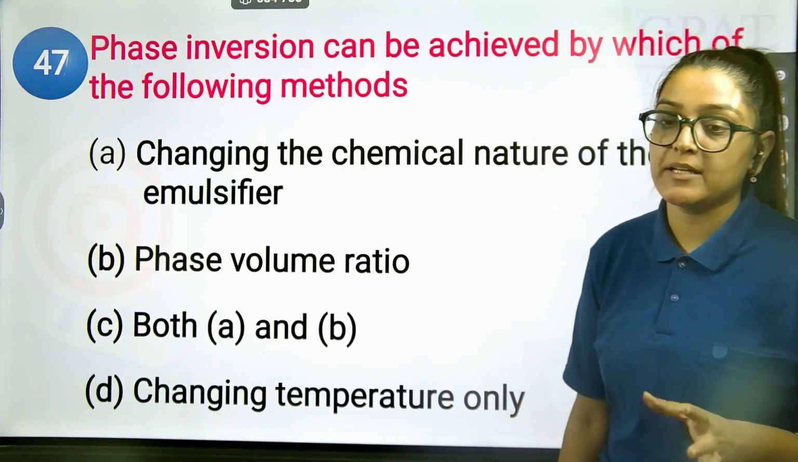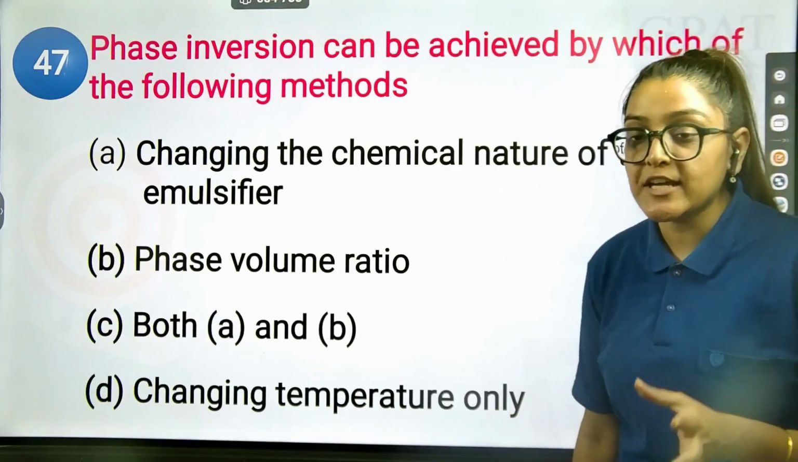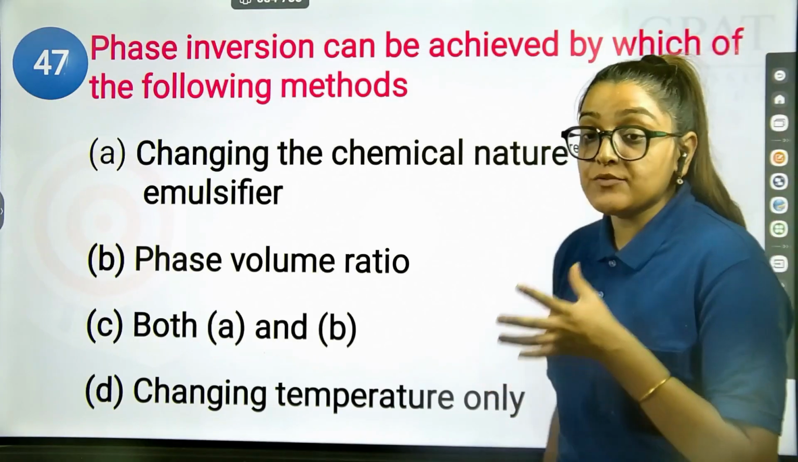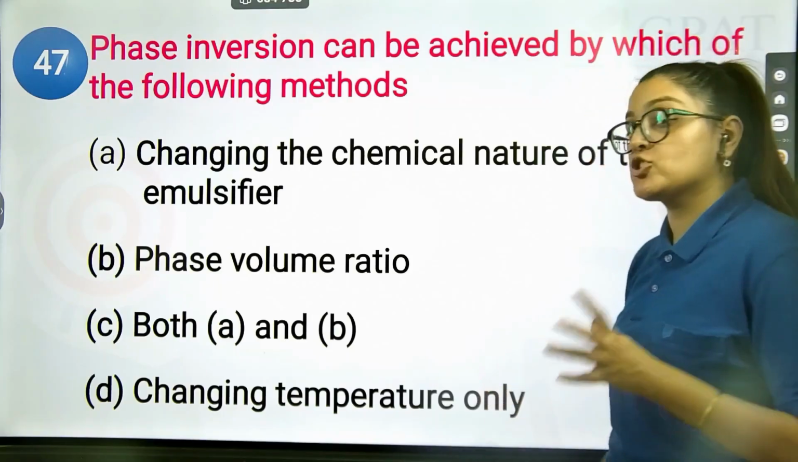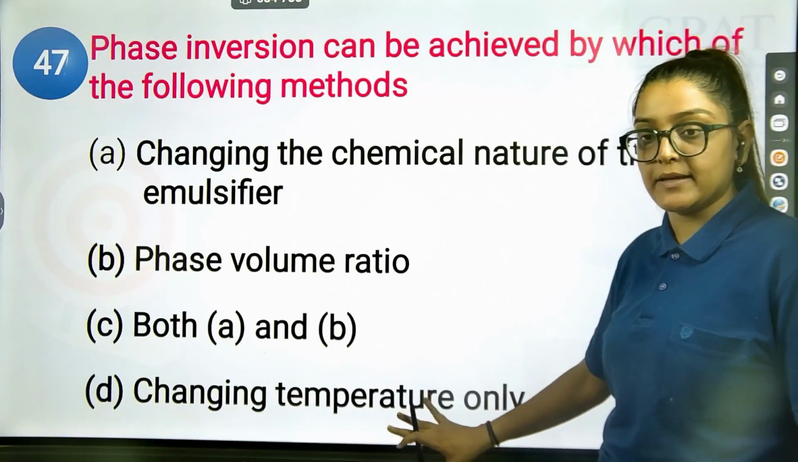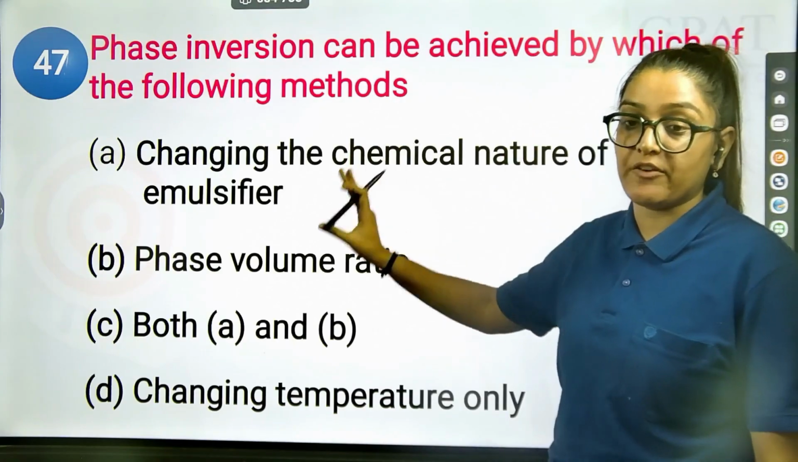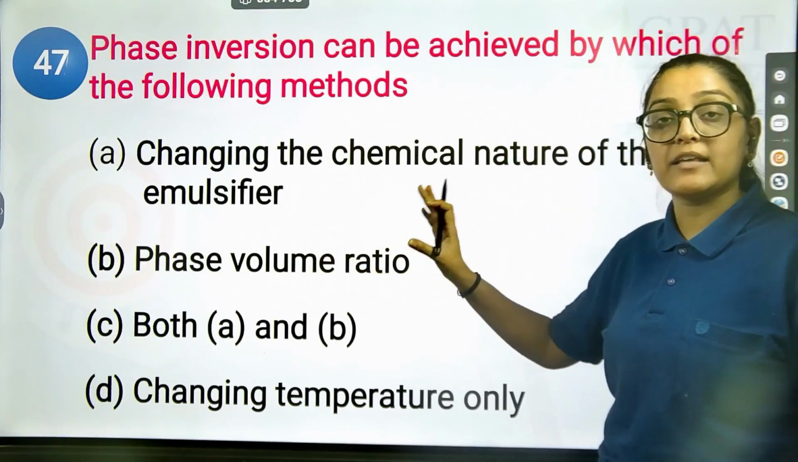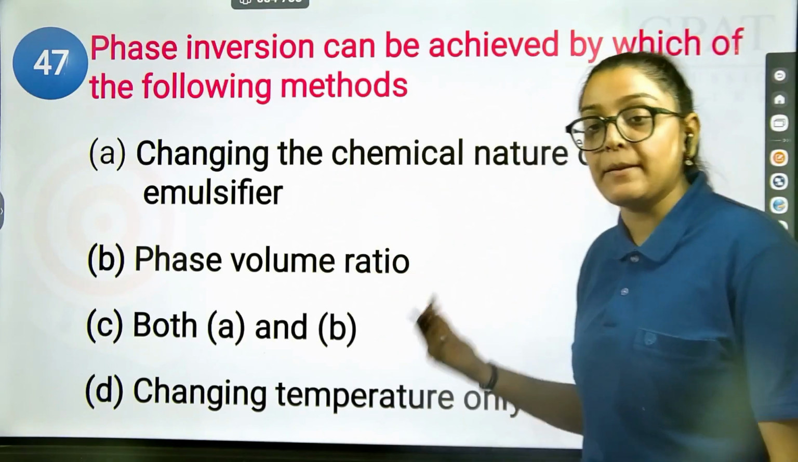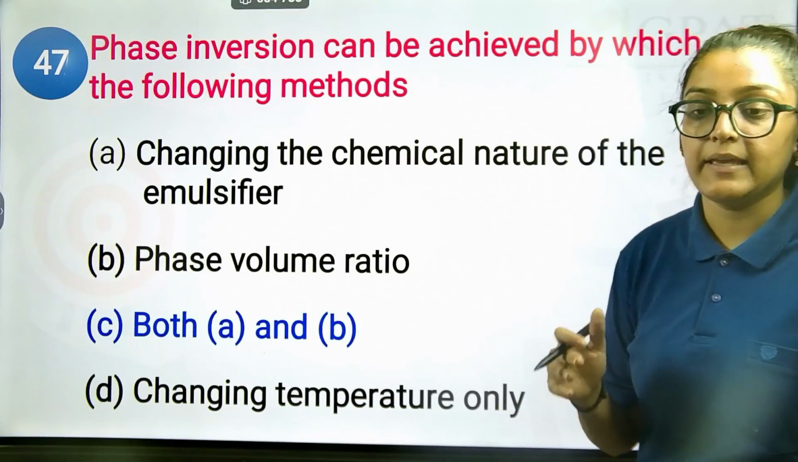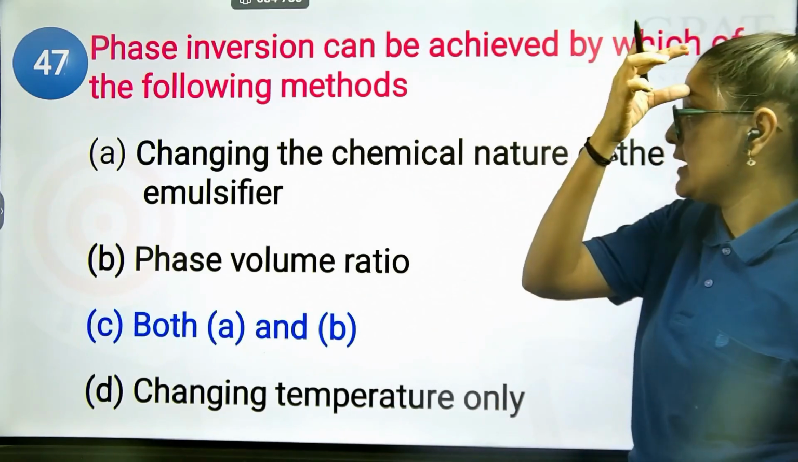Phase inversion can be achieved by which of the following methods? Changing the chemical nature of the emulsifier, phase volume ratio, changing the temperature only. So this will be incorrect, but changing the chemical nature of the emulsifier would achieve the phase inversion, as well as if we change the phase volume and the temperature also. Both of these are correct, but only the temperature would be incorrect. So option C here will be correct.